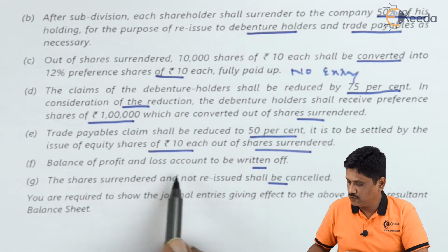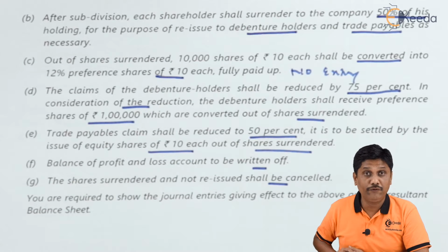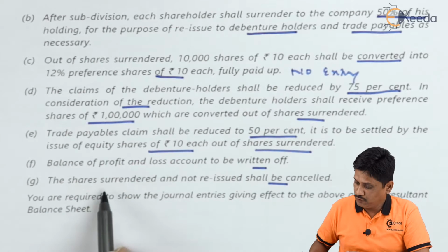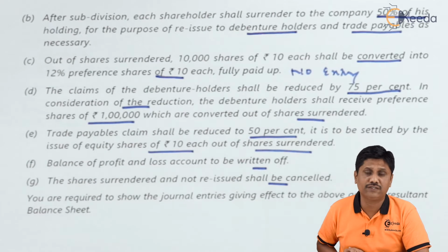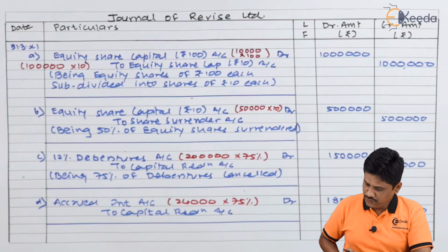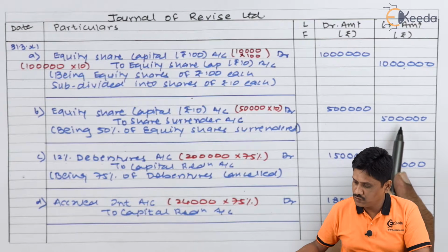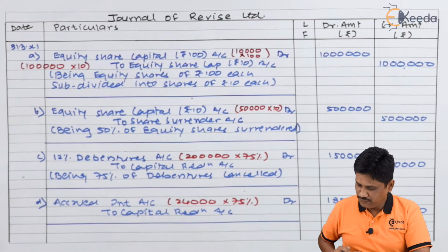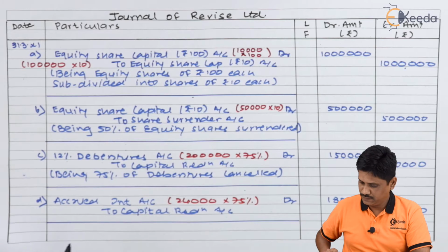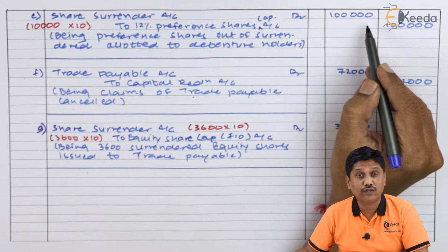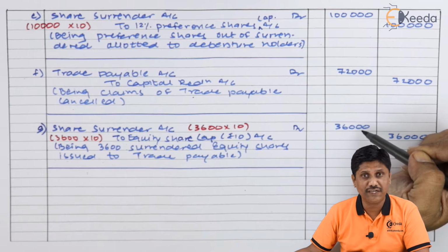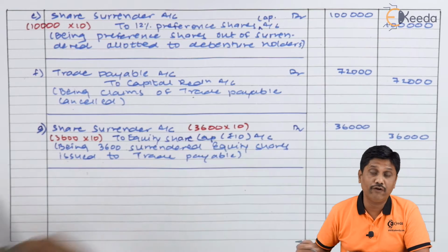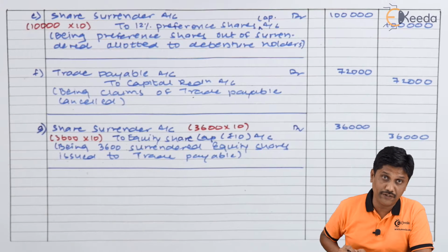Balance of the profit and loss account is to be written off. Now before I do that write off, I need to firstly see how much amount is there in my share surrender account which is not utilized. That will be transferred to capital reduction account. Friends, you can notice share surrendered amount was 5 lakhs. Out of that we have reissued some of the shares. We have reissued 1 lakh worth of the shares to the debenture holder and 36,000 worth of the shares to the trade payable. So remaining shares we have to cancel and we have to transfer to the capital reduction account.